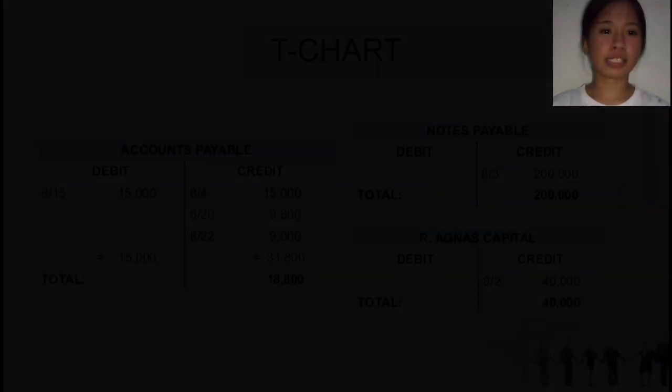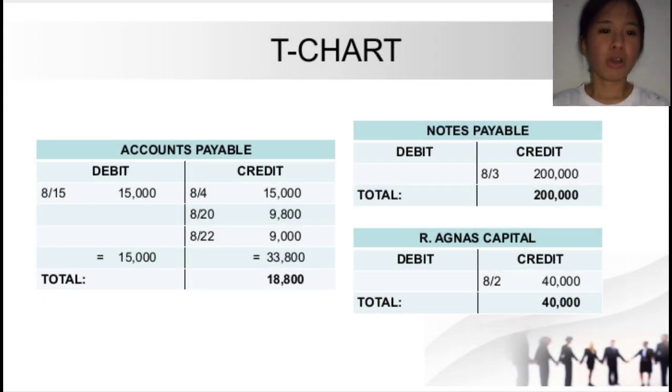And the next is the accounts payable. On August 4, 15,000 pesos was credited. This shows the company purchased something on account, increasing its payable. On August 20, another 9,800 pesos was added to the credit side. And on August 22, 9,000 pesos more was credited. This credit side shows a total obligation of 33,800 pesos. This is the amount the company owes.